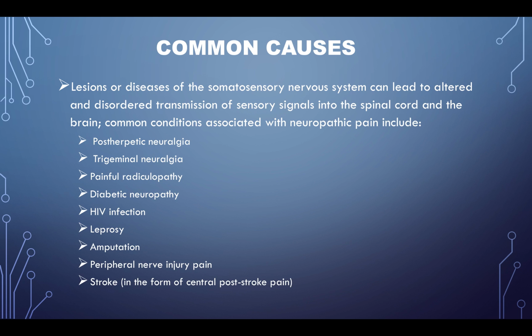Common conditions associated with neuropathic pain include postherpetic neuralgia, trigeminal neuralgia, painful radiculopathy, diabetic neuropathy, HIV infection, leprosy, which you'll see in like Brazil, West Africa. That's not very common here, but it was on the list. Amputation, which we'll show a little thing on later, peripheral nerve injury pain, and then stroke.